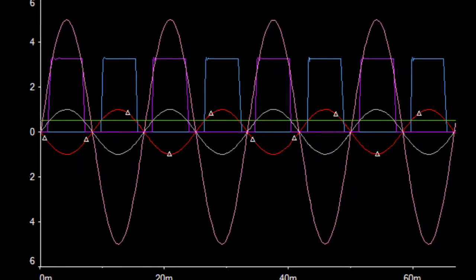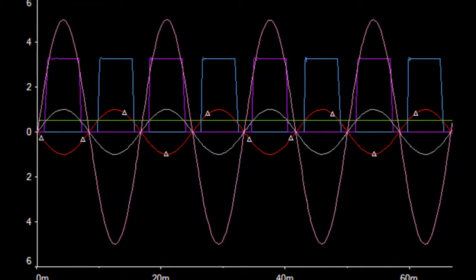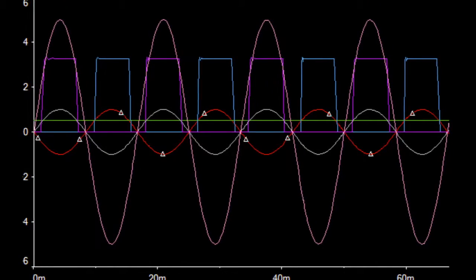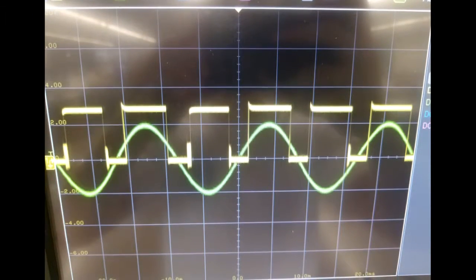The input voltage is the sine wave and the output voltage is the square wave. Once the input voltage is in between plus and minus 0.1 volts, the sensor sends a high signal to the FPGA board. The scope matches the simulation perfectly.